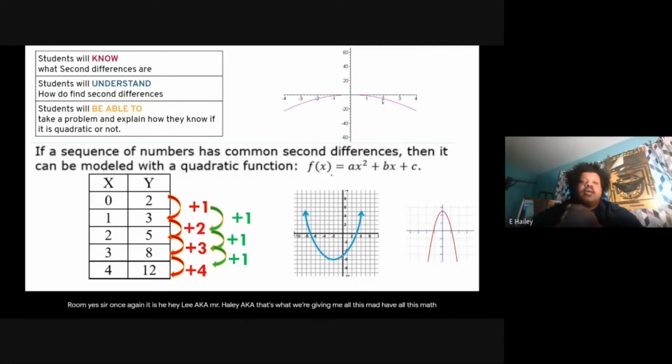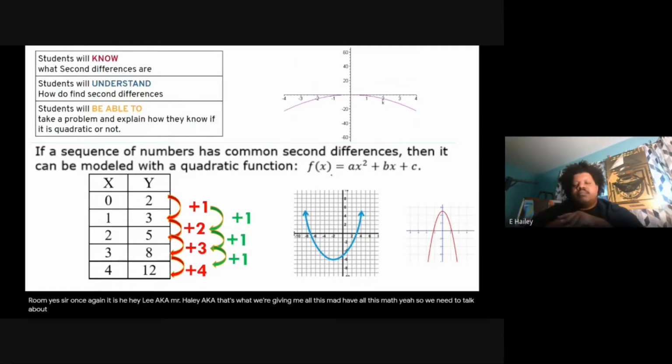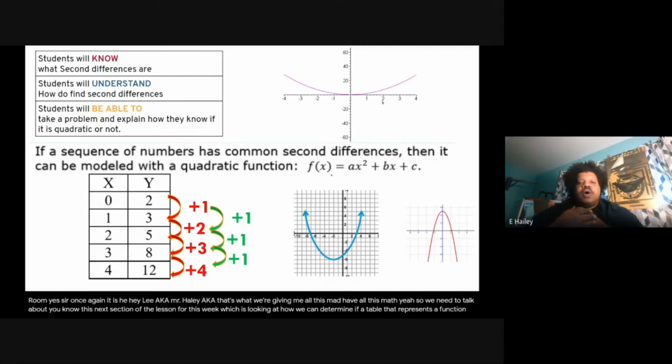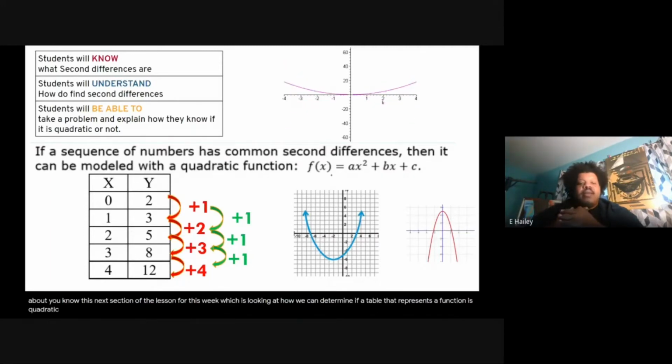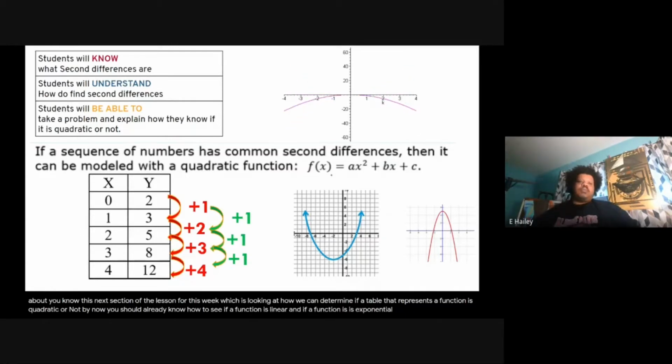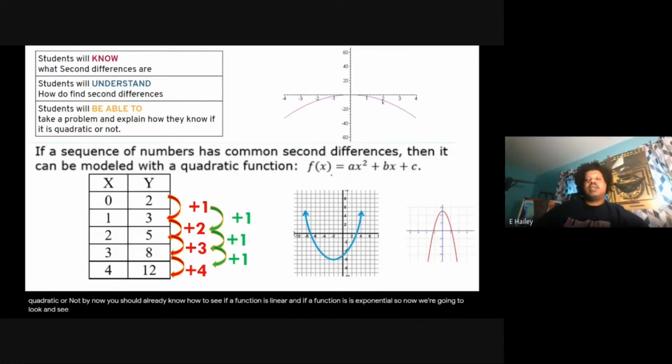Math. Yeah. So we need to talk about this next section of the lesson for this week, which is looking at how we can determine if a table that represents a function is quadratic or not. By now, you should already know how to see if a function is linear and if a function is exponential. So now we're going to look and see what it looks like when a function is quadratic.